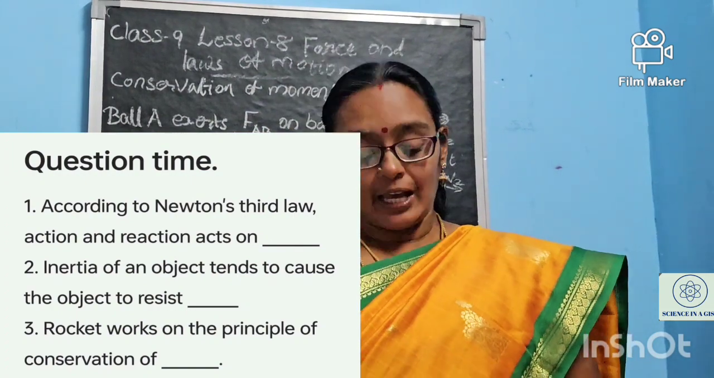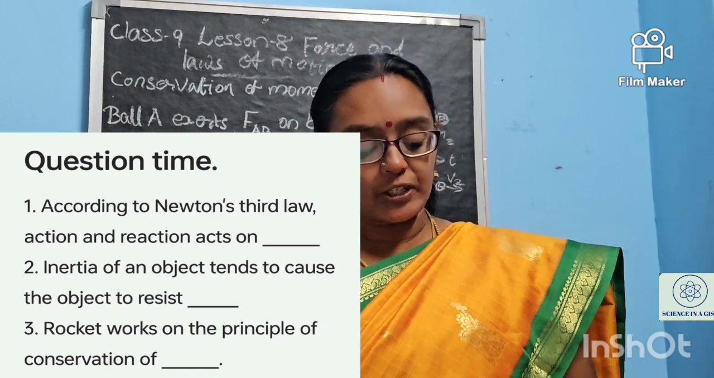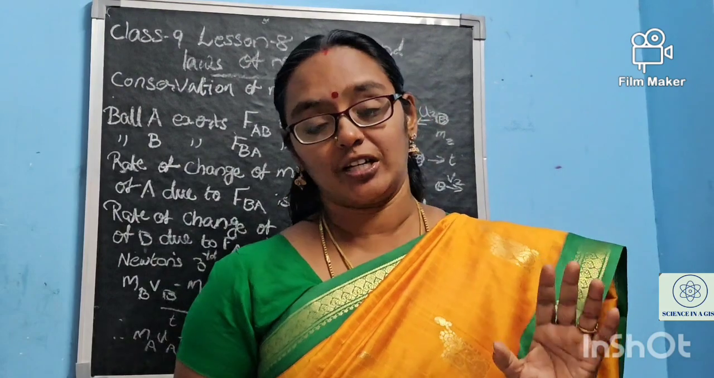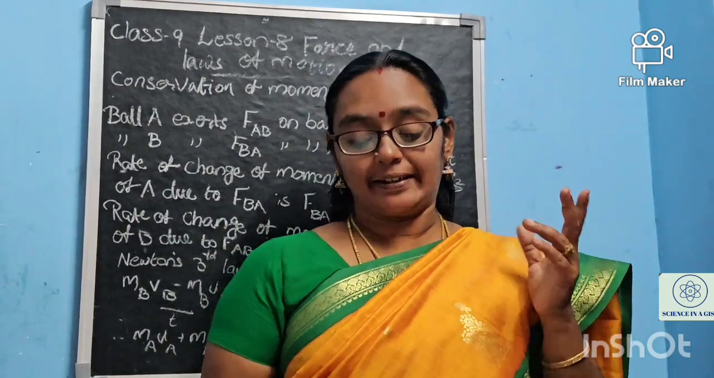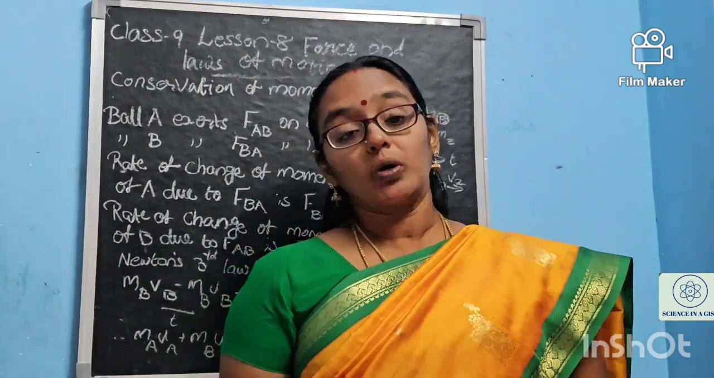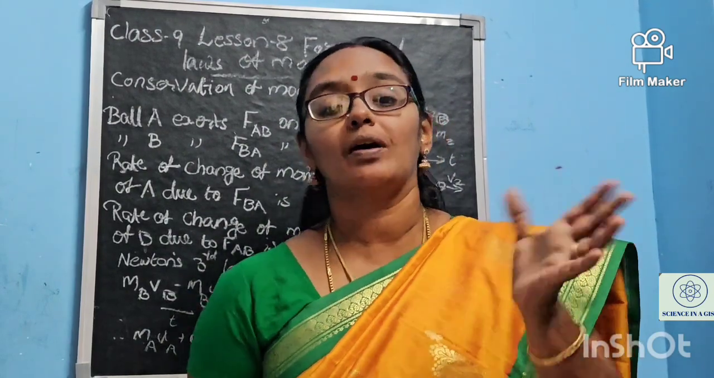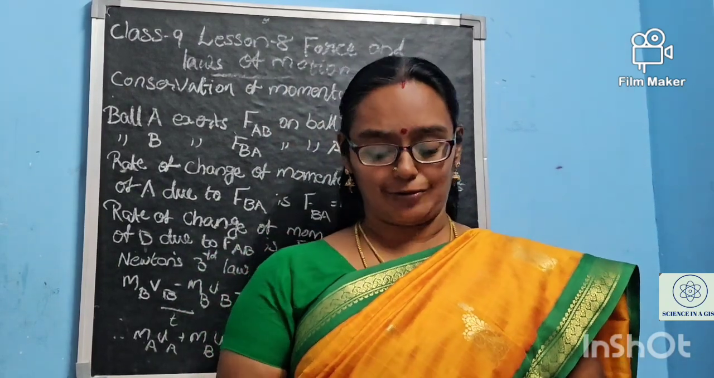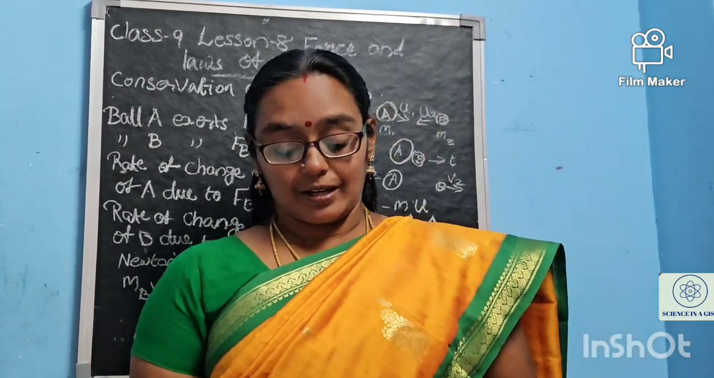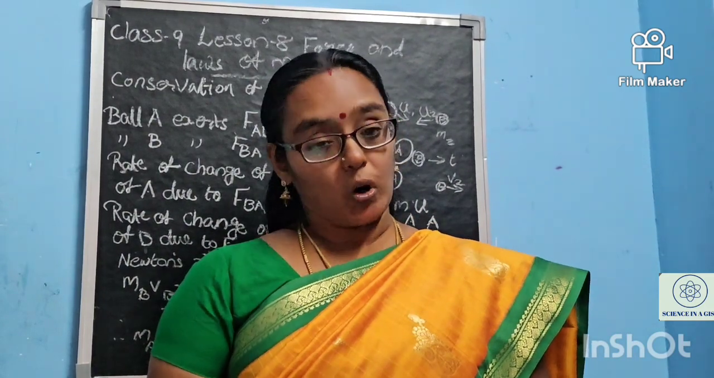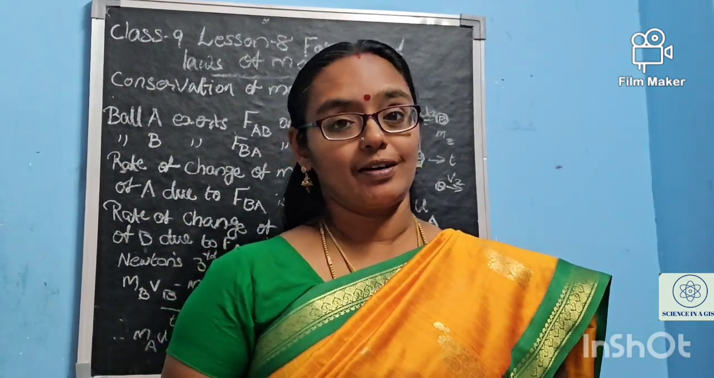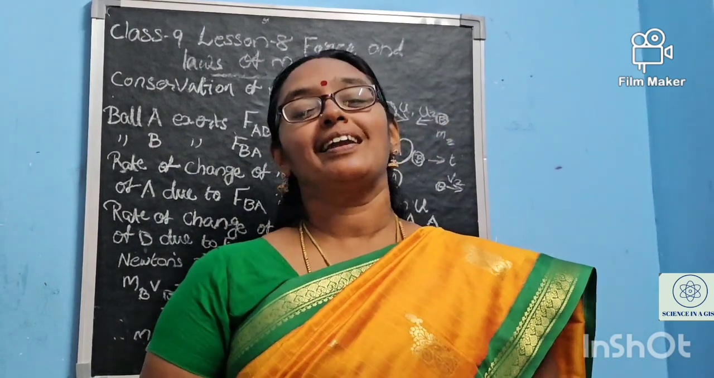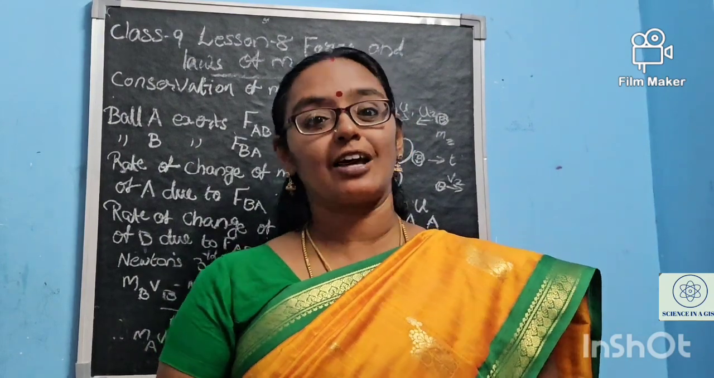Second one. Inertia of the objects tends to cause the object to dash. Because of inertia, what is the inertia doing? It tends to cause the object to resist. To resist what? I think you will find the answer by yourself. Third question is, rocket works on the principle of conservation of dash. Conservation of dash.